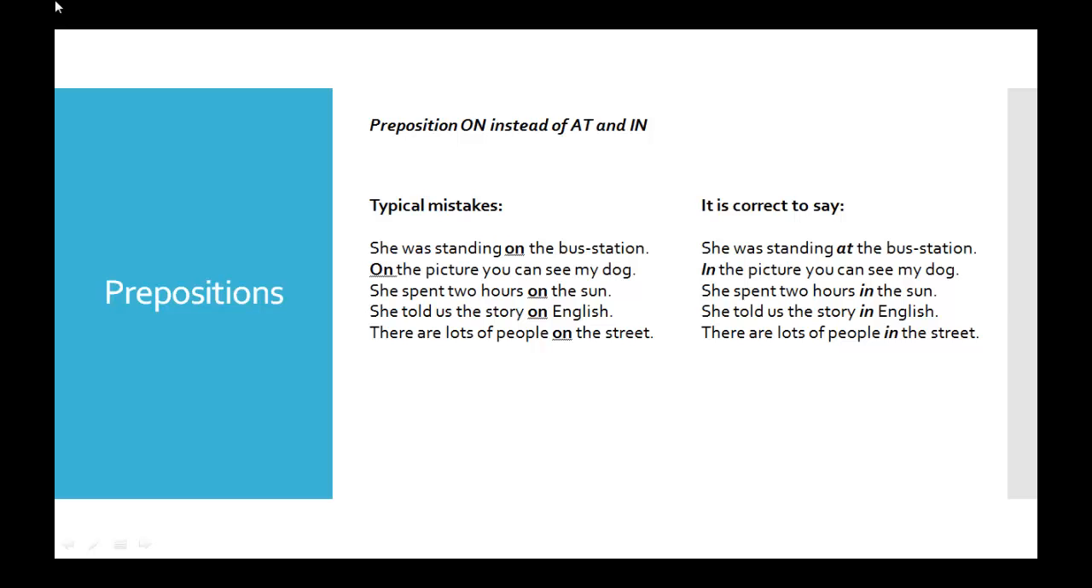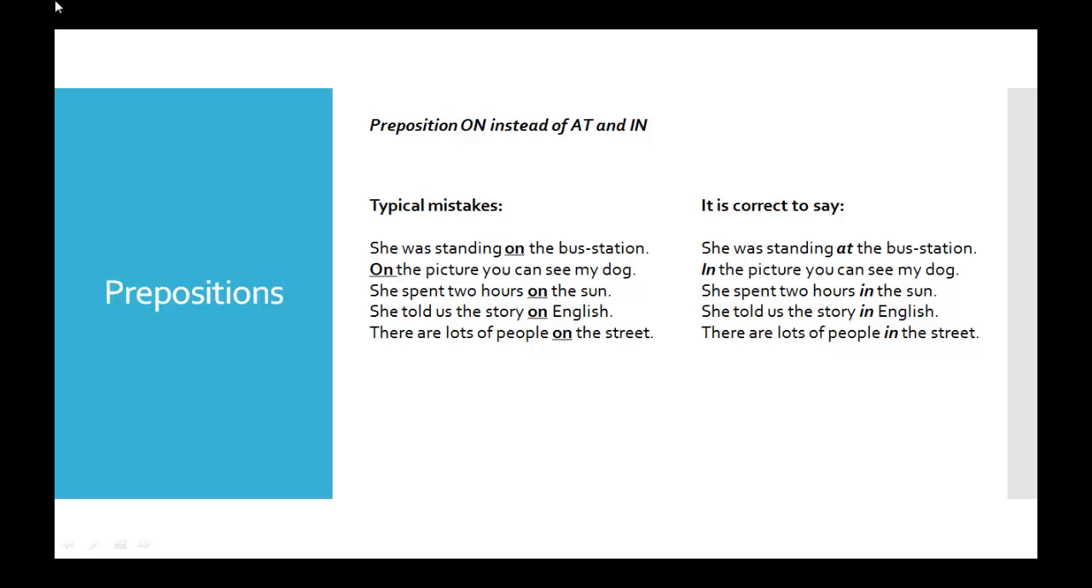Instead of saying on the picture, you can see my dog, which would be the case with our native language, it is correct to say in the picture, you can see my dog. Instead of saying she spent 2 hours on the sun, we would say she spent 2 hours in the sun. Instead of saying she told us the story on English, it is correct to say she told us the story in English.